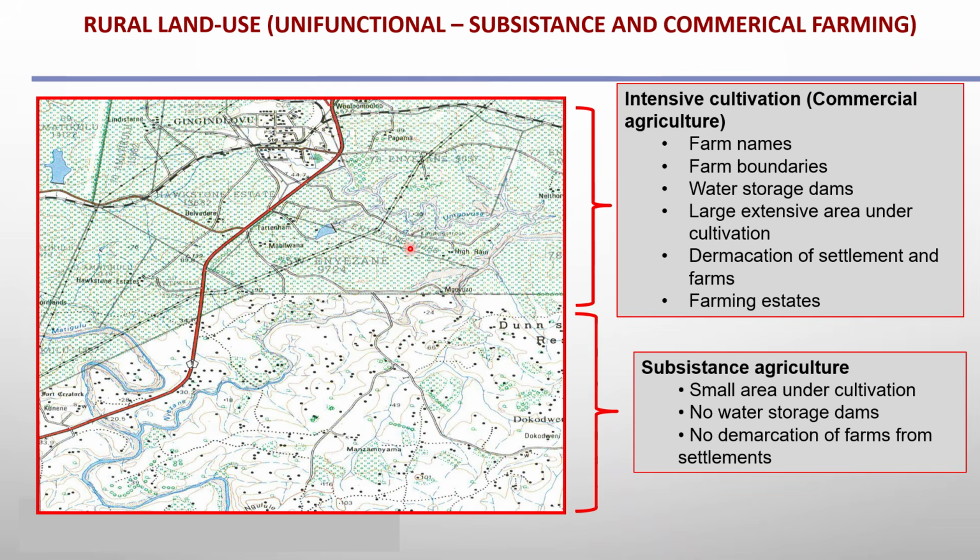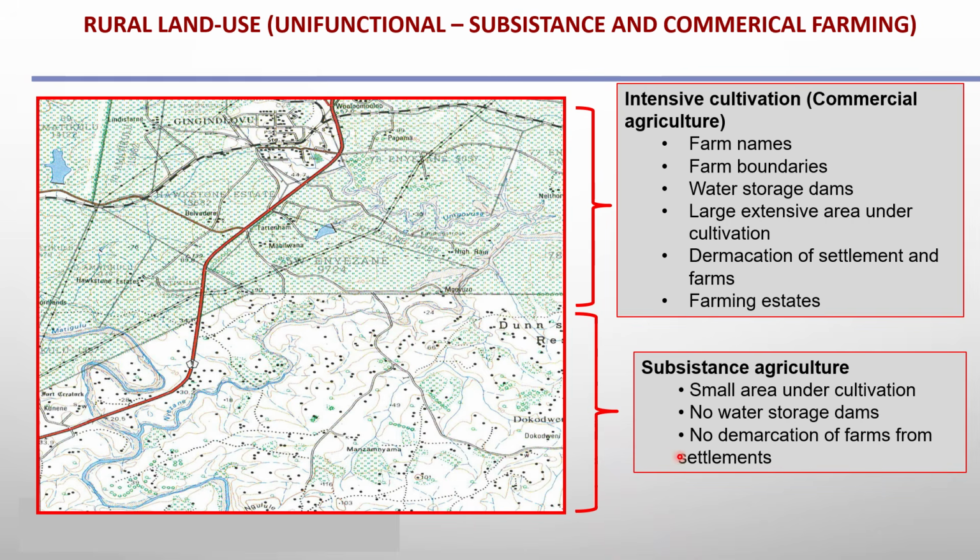And then we have subsistence farming. This one is at a small scale. If you look at this, look at my pointing stick here. There's a small little farm here. There's a small little farm here also. Small farm, small farm. So you see, it's farming at a small scale. There are no water storage dams. I'm not seeing any dams here to store water because they don't have big farms.